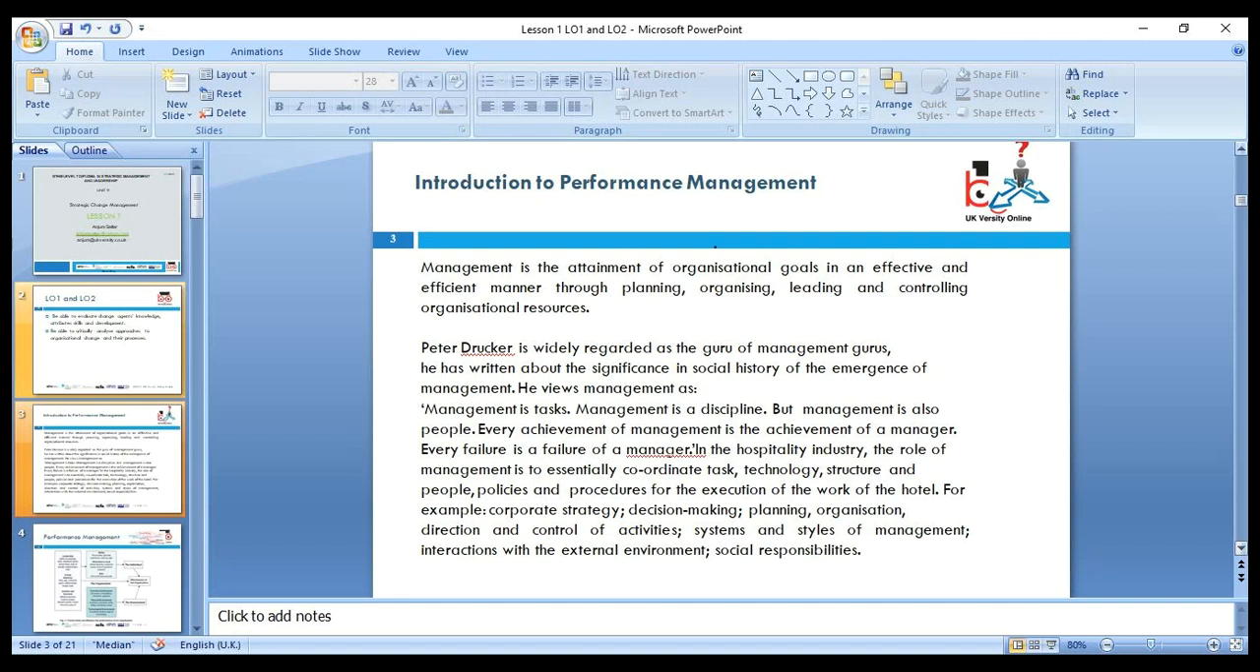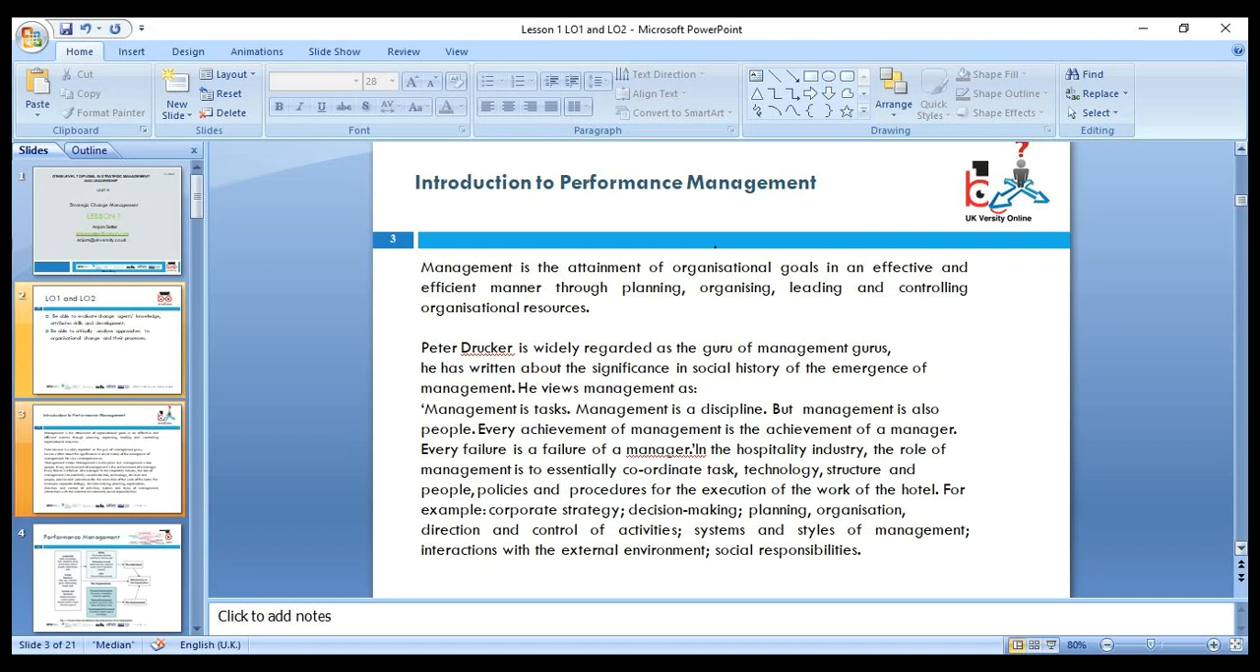But management is also about people. If you better understand people's concerns, you can manage better. Every achievement of management is the achievement of a manager. If something is achieved as a whole, that's why managers normally get a higher bonus than the employees. And if we are achieving it, every failure is also a failure of managers.